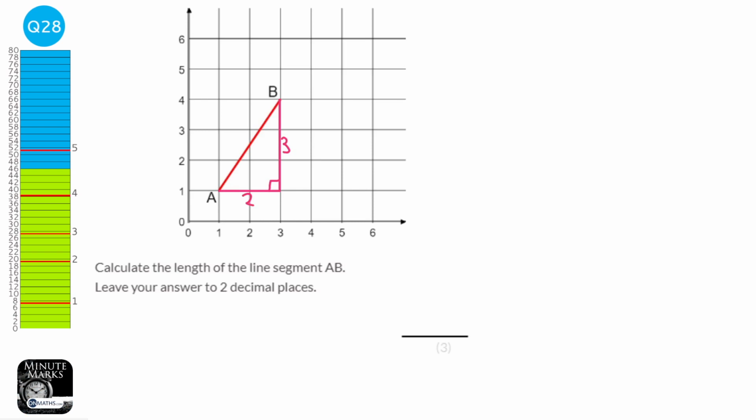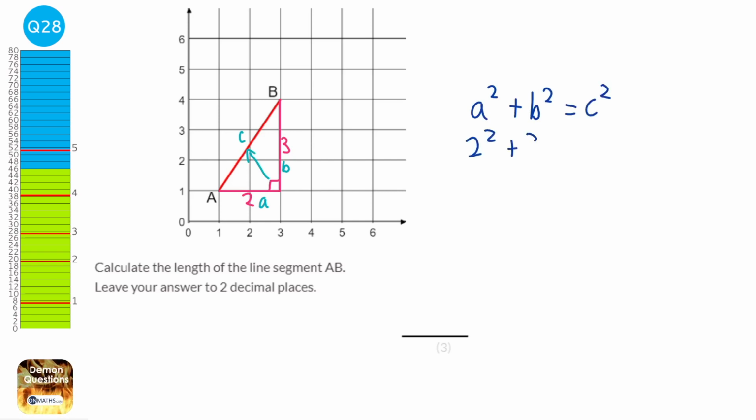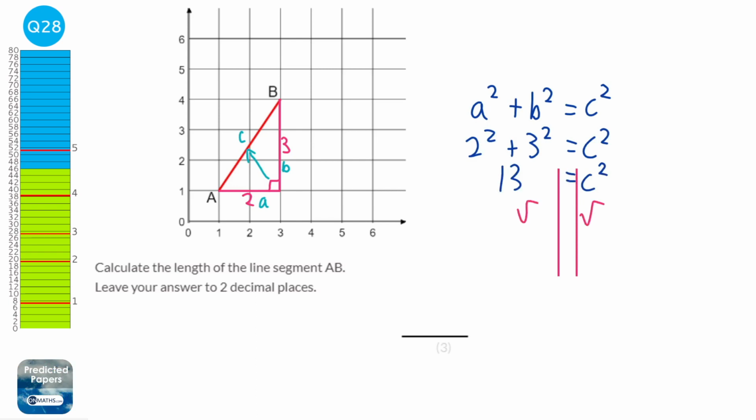And Pythagoras, we start by labelling the sides A, B and C must be the one that's opposite the right angle. And so we know Pythagoras is A squared plus B squared equals C squared. A is 2, B is 3, and 2 squared plus 3 squared is going to be 13. And then we're just going to solve that by square rooting both sides. So the square root of 13 is 3.605... And it asks it to 2 decimal places, so it's going to be 3.61.